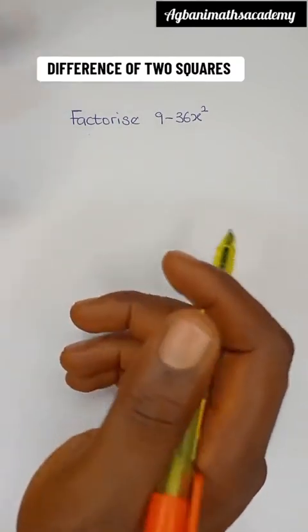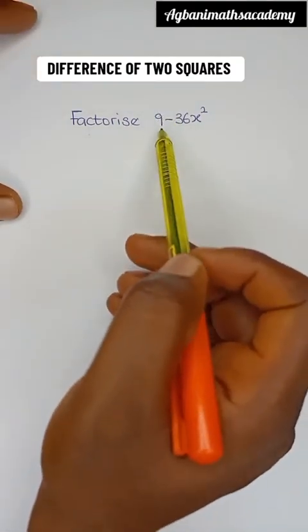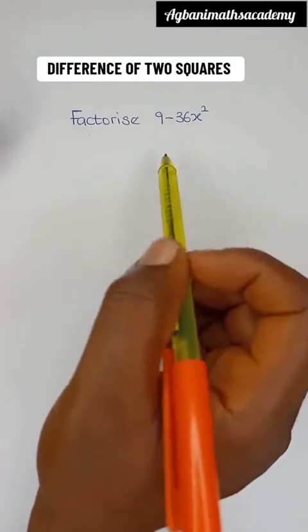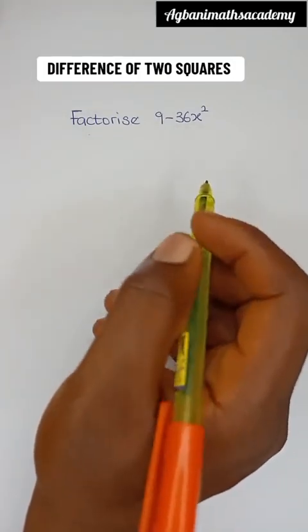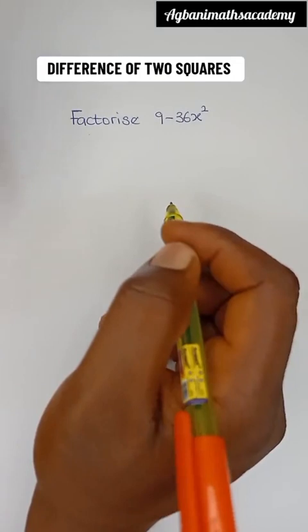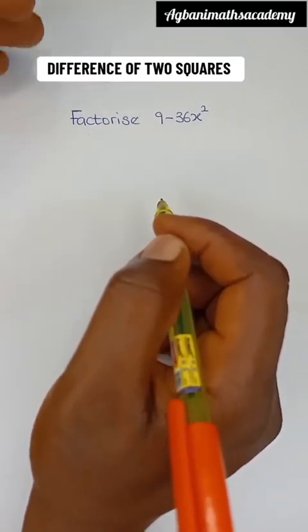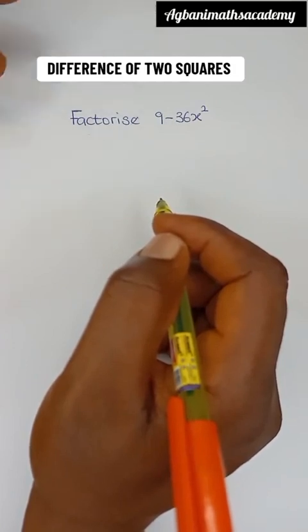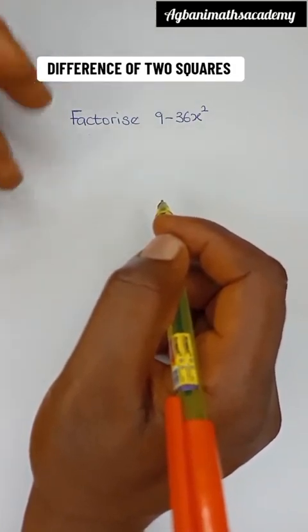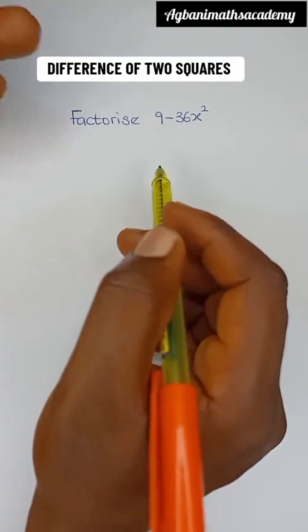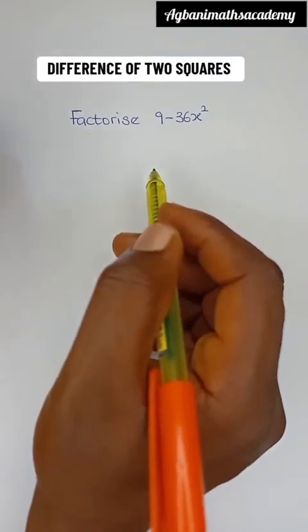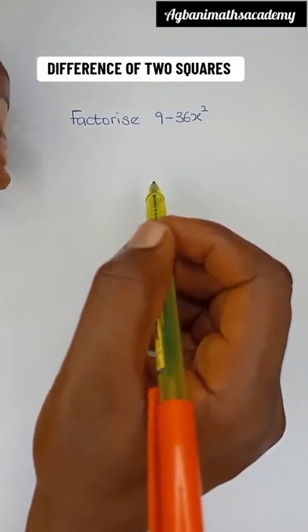Okay, so looking at this, we can see that 9 is a perfect square, 36 is a perfect square. What is a perfect square? A perfect square is a number whose square root is an integer. Remember, an integer is a negative or positive whole number. So 9 has a square root of 3.